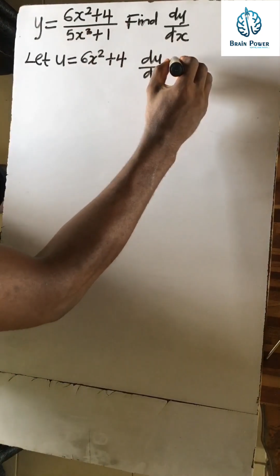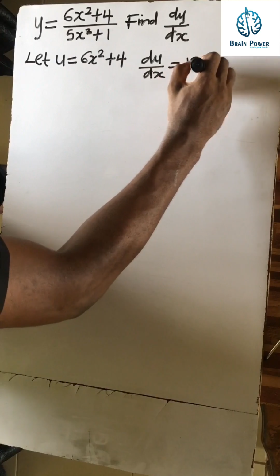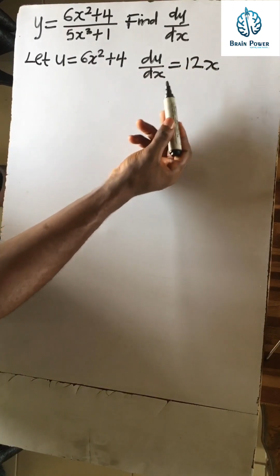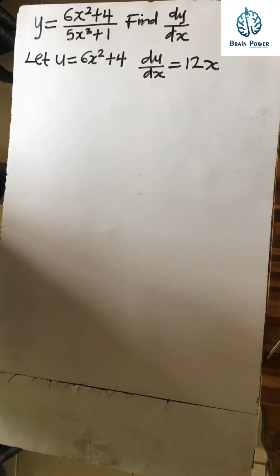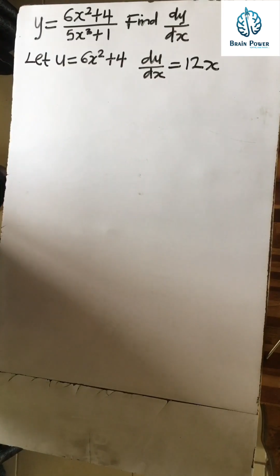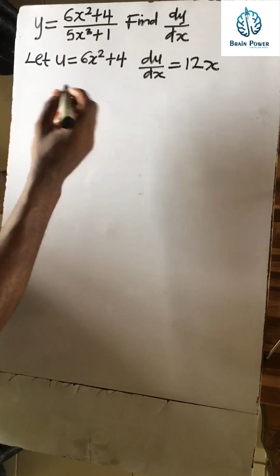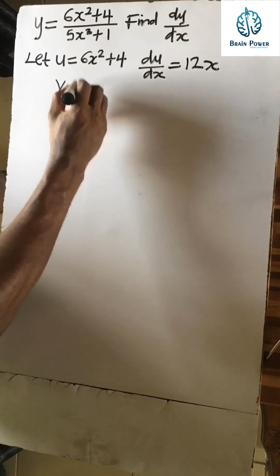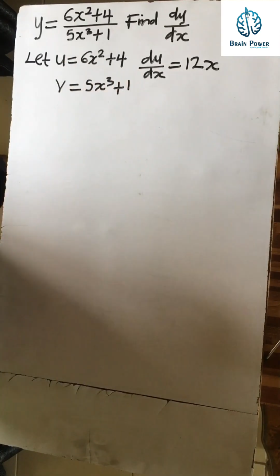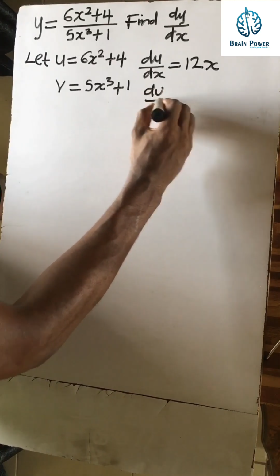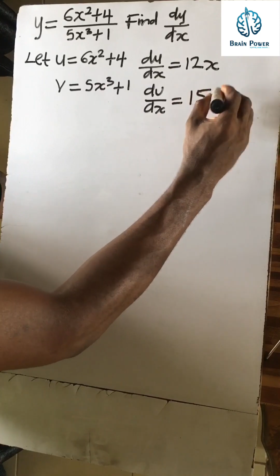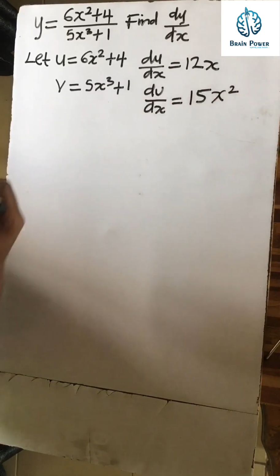Then we have it to be equal to 12x. If you want to understand how I get this 12x, check my former video. You will see how I evaluate more of these questions. And when you have v equal to 5x to the power of 3 plus 1, you have dv/dx equal to 15x to the power of 2.